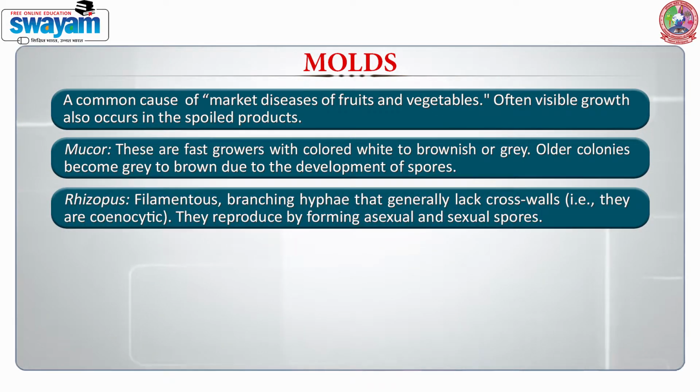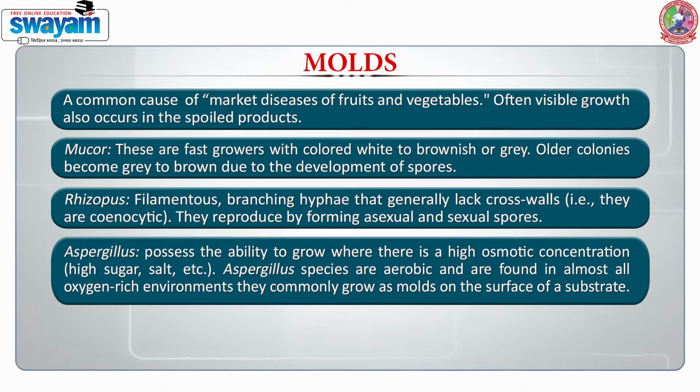Rhizopus is another organism which is responsible for the spoilage. This organism is filamentous and it shows branching hyphae which lack the cross walls, and there is another term for such fungus, and these are coenocytic. Coenocytic means they do not have the dividing cell walls. They reproduce by forming asexual and sexual spores.